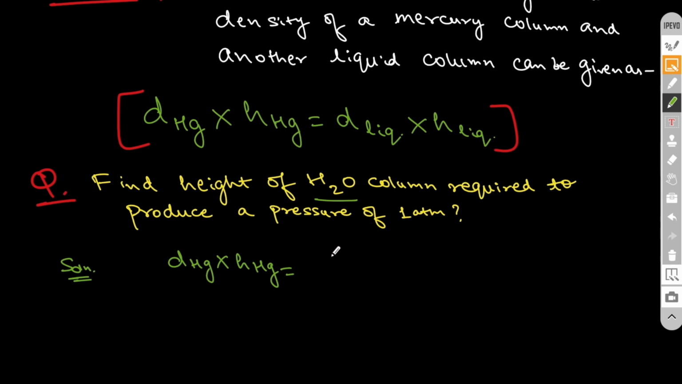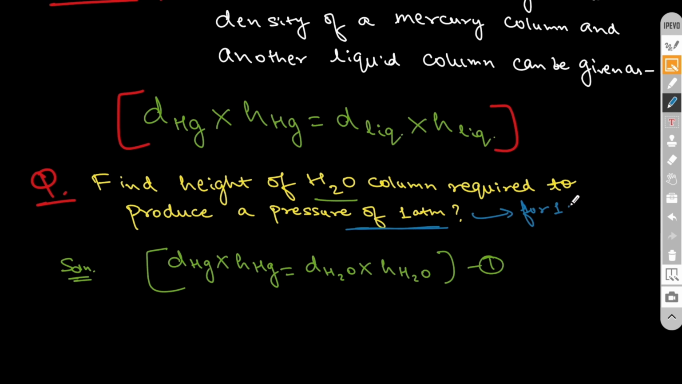Why did we choose mercury? Because we know the density of mercury and height of mercury when pressure is 1 atm, right? So simply we'll use this formula. We have to produce a pressure of 1 atm. So we know that for mercury, for 1 atm pressure, height of mercury should be equal to 76 centimeter and density of mercury we already know 13.6 gram per centimeter cube, right? So simply we'll put these values in this formula over here.